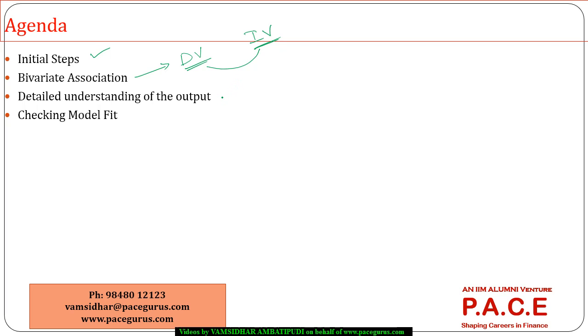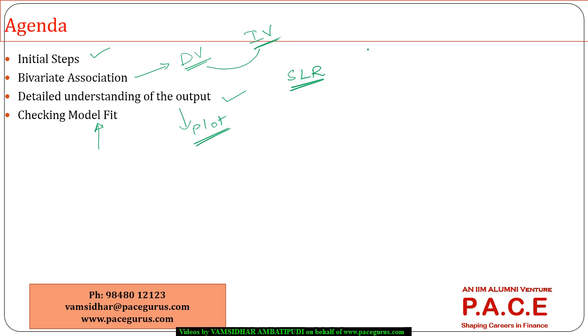Once R gives some kind of an output, how do I really interpret the output? What are the kinds of graphs that I can plot on top of it? How do I interpret the graphs? And finally, we would spend some time understanding whether the simple linear regression model that we have built is really a good model. And how do I really assess the goodness of that particular model? So this is what we are going to look at.